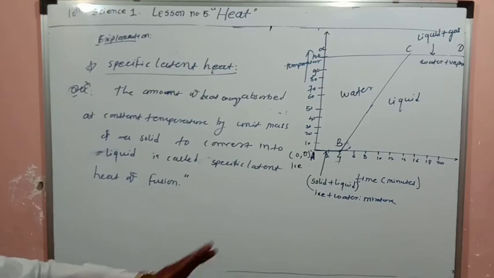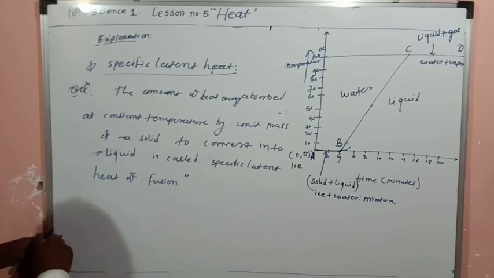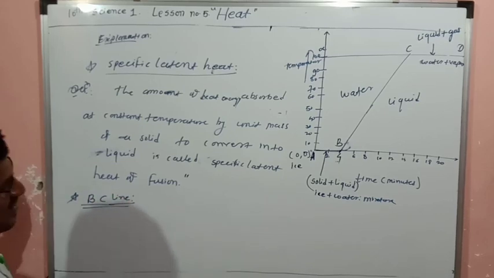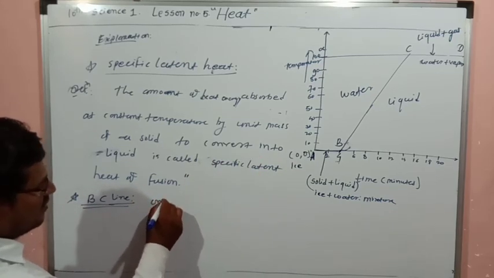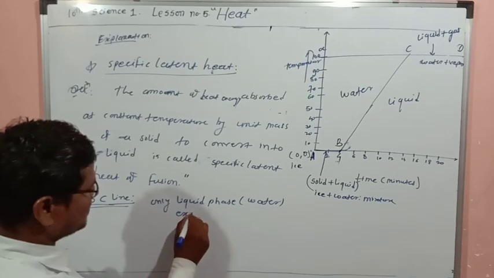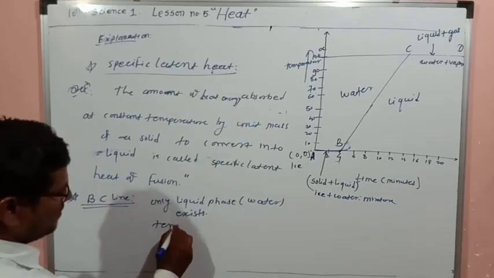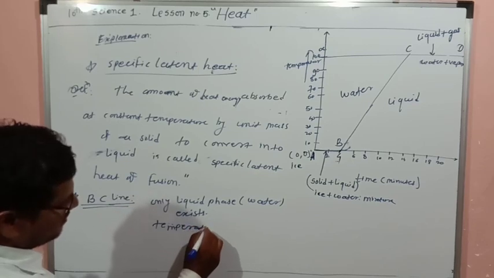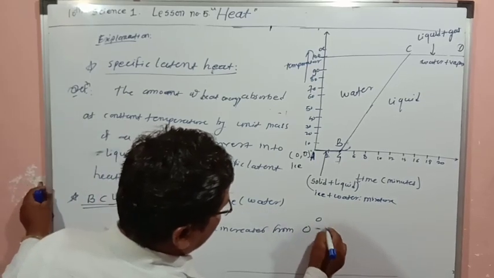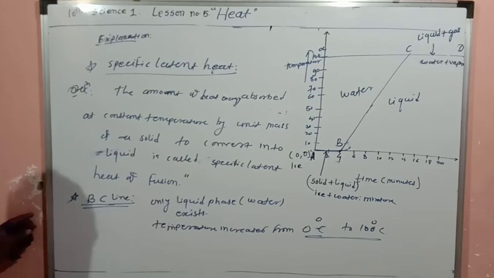So about AB we have studied. Next, the BC line. What does the BC line represent? Along line BC only the liquid phase, that is water, exists. The temperature increases from 0 degrees Celsius to 100 degrees Celsius.